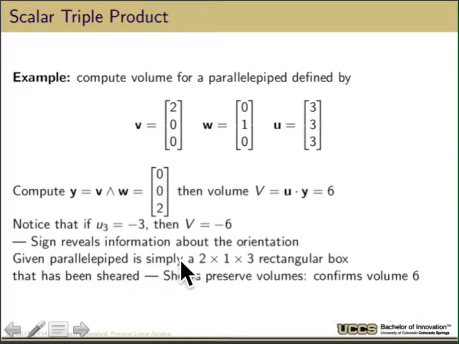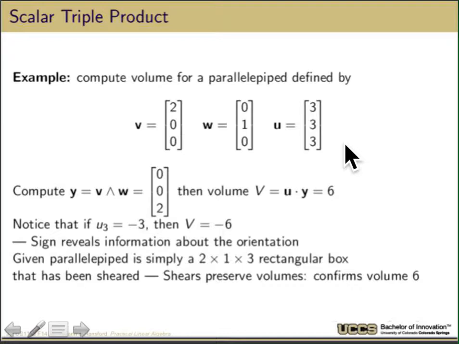Given that this parallelepiped is simply the box, right, of height 2, of 2, 1, and then up 3 in this direction that's been sheared, right? So it goes to 3 through 3. And shearing preserves volumes. The volume is just going to be 2 times 3 times 1, right? Because what we did is just take that third dimension and shear it to the side. So in 3D we're going to have shearing as well, and that's going to give us a volume preserving operation, and we get volume 6.